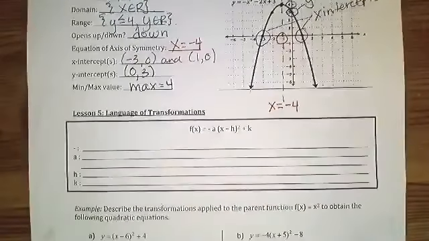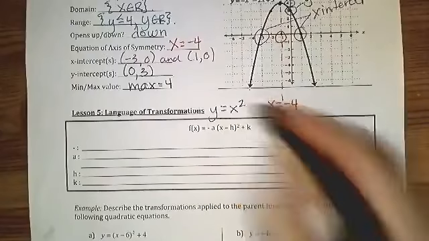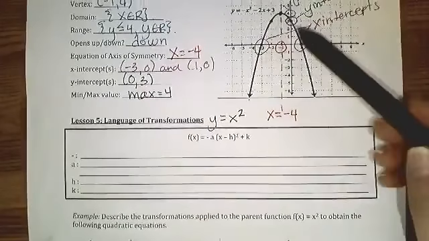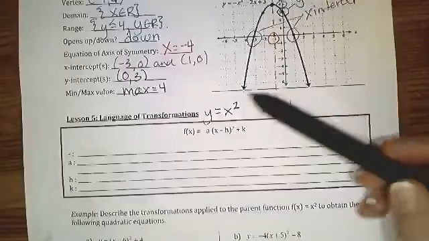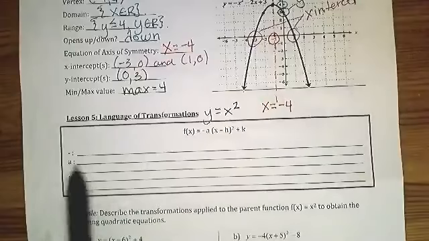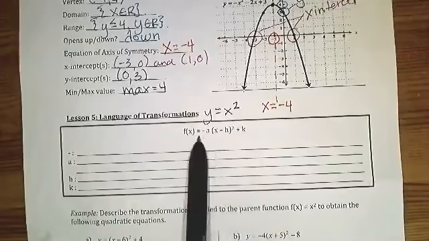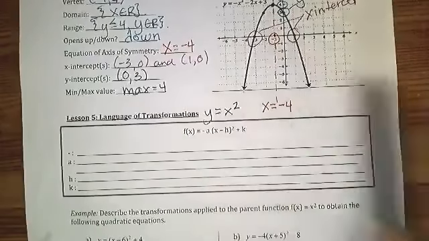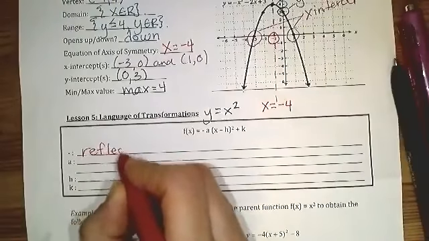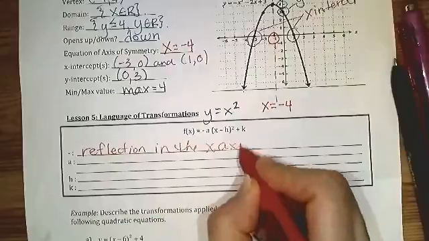Remember, we are transforming graphs from the parent equation or base equation of y is equal to x squared. So how does the graph move around the axes or change shape in relation to the parent function of y is equal to x squared? So once again, if we have the negative in front of our equation here, or the a looks like it's negative, then that means it opens downward. And we call that a reflection in the x-axis.